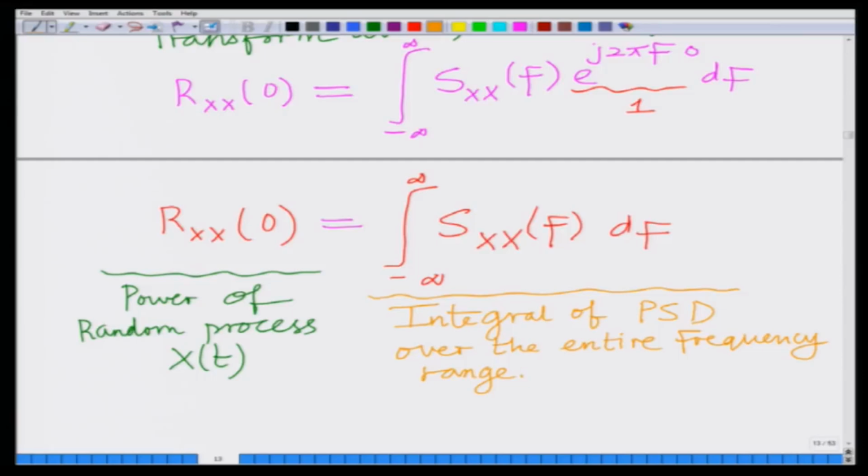That is what we are seeing: Rxx(0), that is, the autocorrelation of the random process at delay tau equal to 0, is equal to the integral from minus infinity to infinity of Sxx(f) df. Basically, Rxx(0) is the power of the random process x(t), which is equal to the integral of the power spectral density over the entire frequency domain, or the area under the power spectral density from minus infinity to infinity. So, that is another formula for the power of the random process x(t) in terms of the power spectral density Sxx(f).